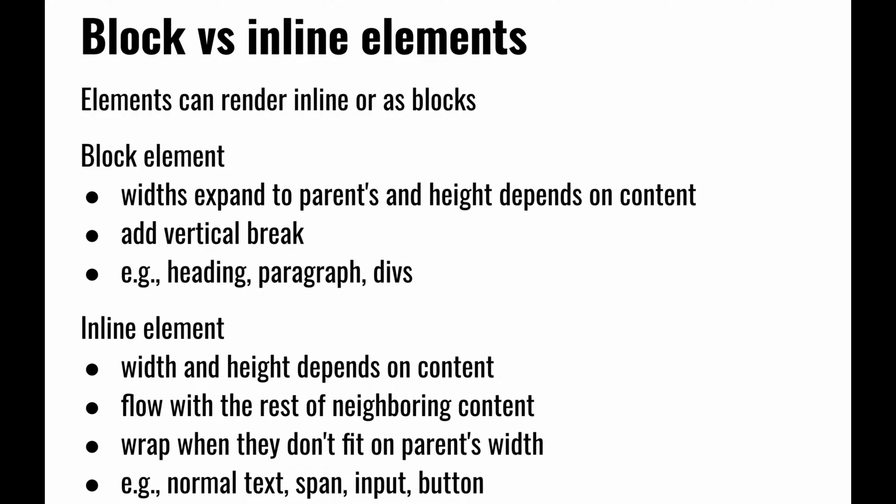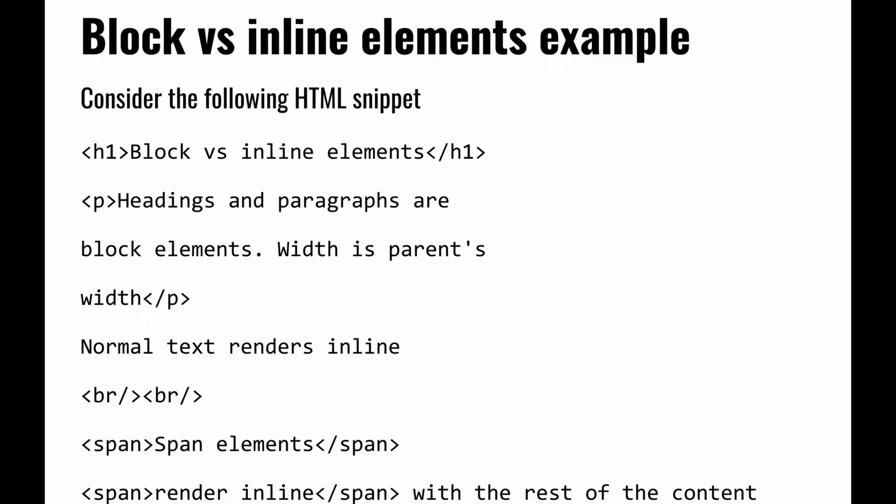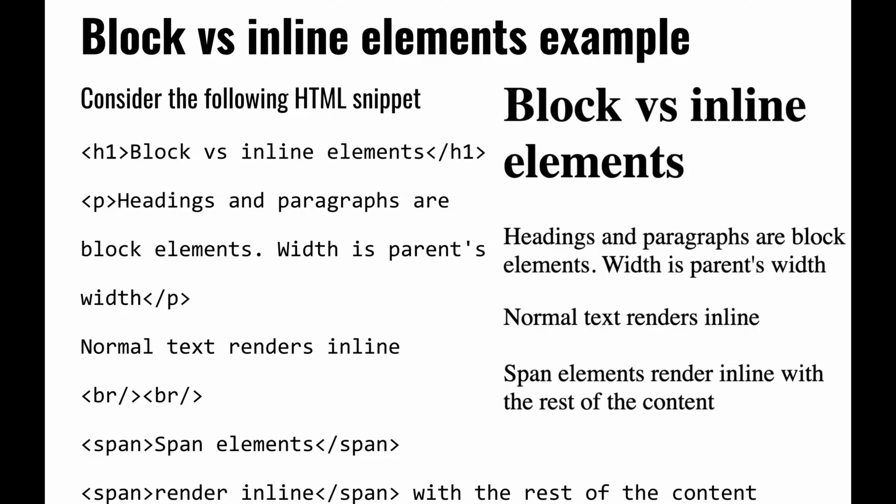So together, this behavior of block and inline, right, together with the box model, determines how everything else is laid out. Okay. Examples of inline elements, just normal text, right? Just plain text behaves inline. The next character is laid out next to the previous characters, and the words just flow. Span, input fields, buttons, right? They all behave in this inline fashion. So here's just a couple of block versus inline elements.